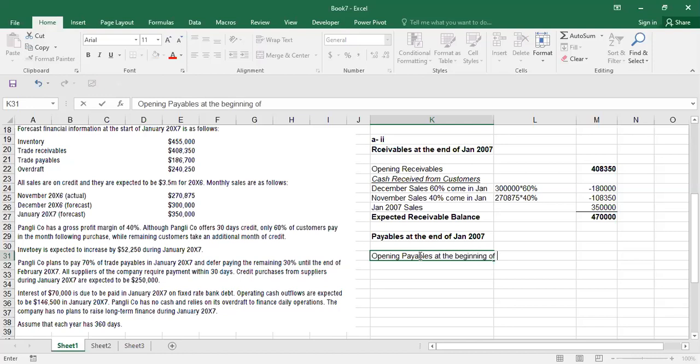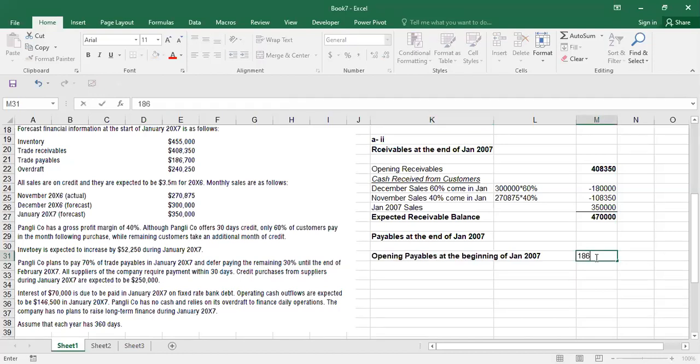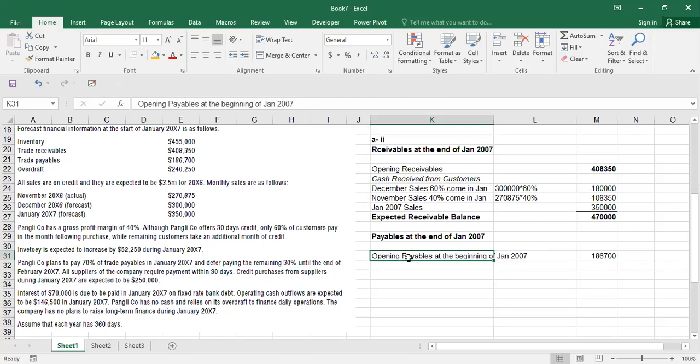at the beginning of January 2007, opening payables were 186,700. So this was given, 186,700. Then you have to make some payments. How much payments are you making? So you have opening payables of 186,700, and they tell you in the question that Pangli company plans to pay 70% of the trade payables in January 2007. So whatever are your opening payables, 186,700, 70% of this you want to pay.